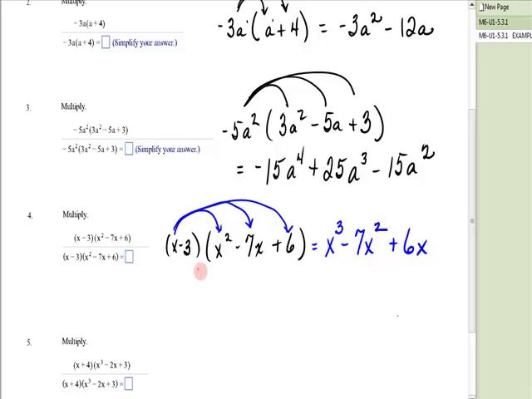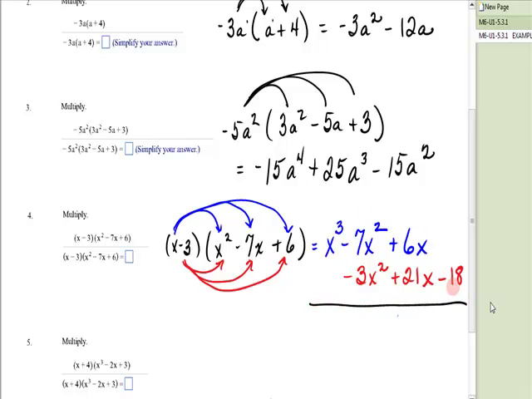I'm going to switch colors so you can see. Now I'm going to distribute negative 3 times each of the terms. And I don't really have more room this way, so I'm going to go ahead and write underneath. Negative 3 times x squared is negative 3x squared. I've gone ahead and lined it up under a like term. Negative 3 times negative 7x is plus 21x. And negative 3 times positive 6 is negative 18. All right, like I said, I lined up like terms.